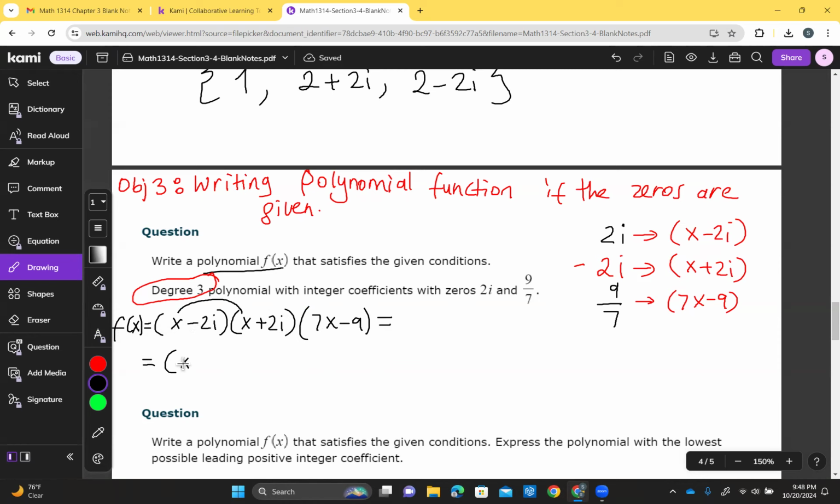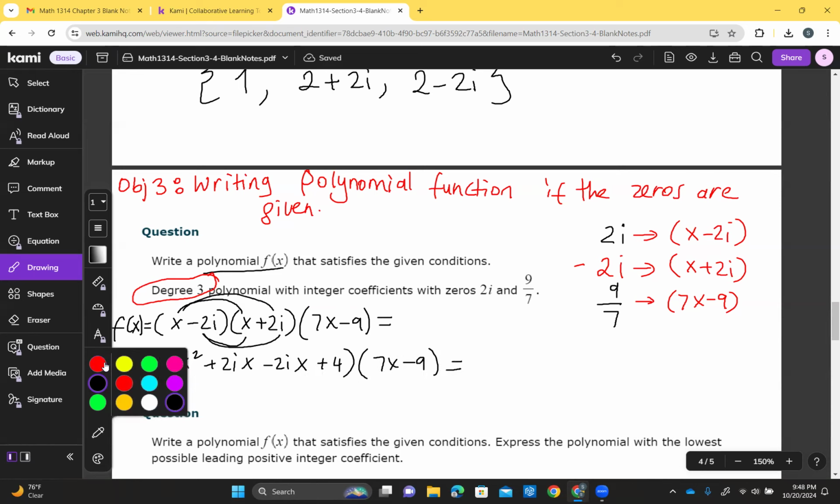X times x is x squared. X times 2i is 2ix. These two will give me a negative 2ix. And then these two will give me a negative 4i squared, which will give me a plus 4. And then once I simplify this answer, I'm going to multiply them also by 7x minus 9. So don't forget here, these two will always disappear. So you're going to end up with x squared plus 4 that you're going to just multiply by 7x minus 9.